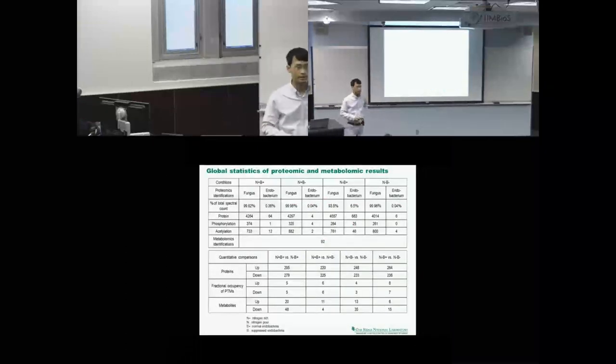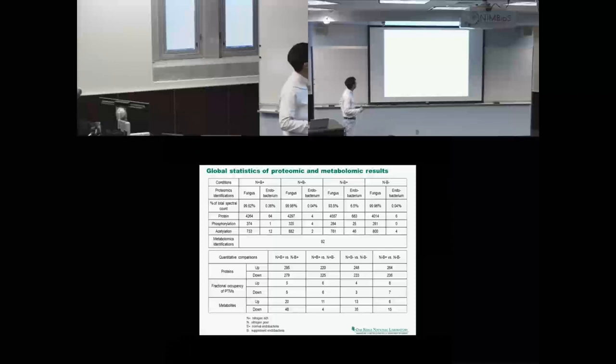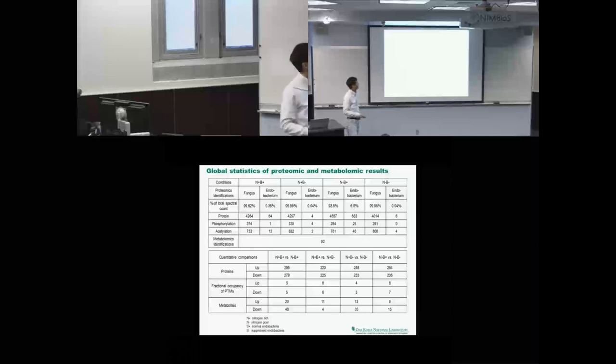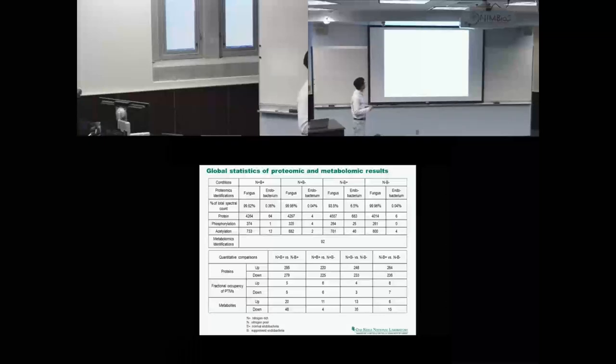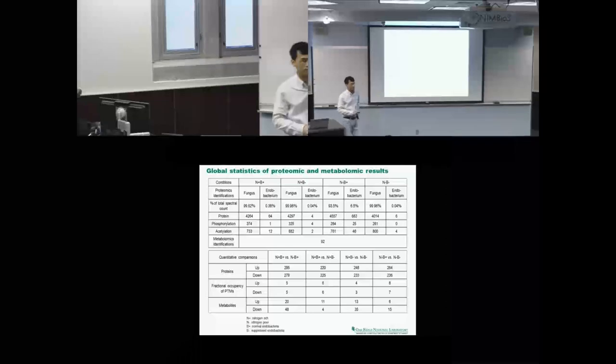This is a global statistics result. So these are the four conditions. For proteomics, because we can separate the proteins into endobacteria and fungi, we can tell you the protein abundance of these two organisms. As expected, the antibiotic greatly suppresses the endobacterial population. If you compare this to the nitrogen-rich condition, it decreases the population of endobacteria by almost tenfold. But what's interesting is the nitrogen-poor condition actually boosted the relative abundance of the endobacteria significantly.